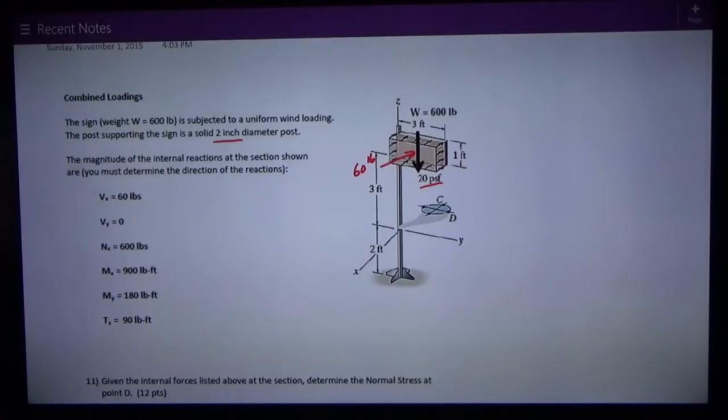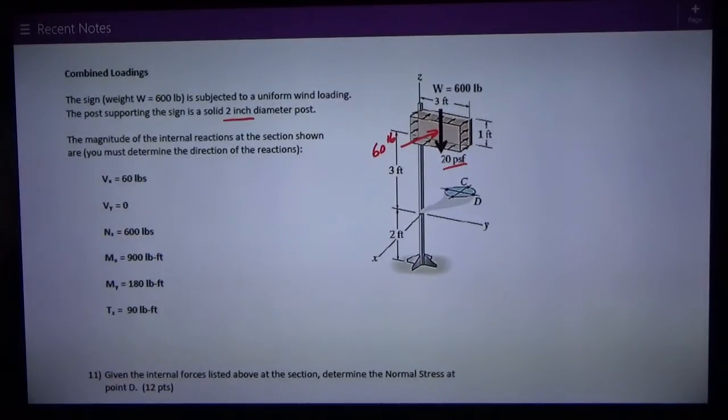Now, we're looking at a point down here. We're making a cut 3 feet below the sign, and we're saying that here are the internal reactions. Now, in statics, we would call that point, whatever it is called, A. We have AX, AY, and AZ. And then we have the moments about those axes, MX at A, MY at A, and then we would call this in statics MZ at A.